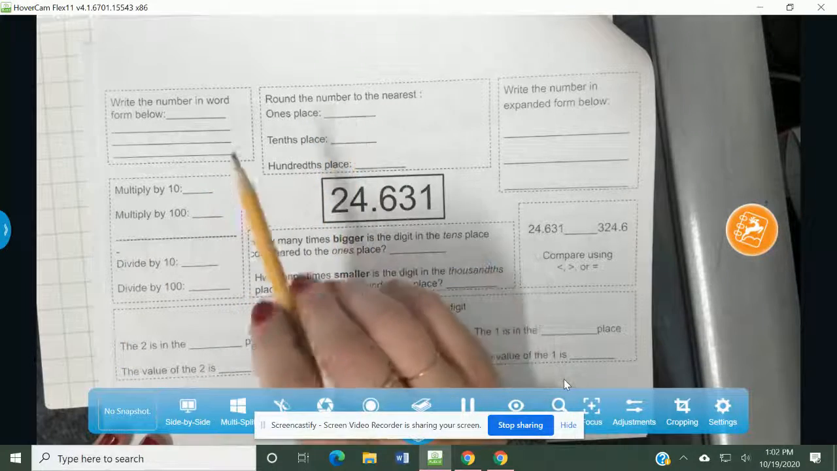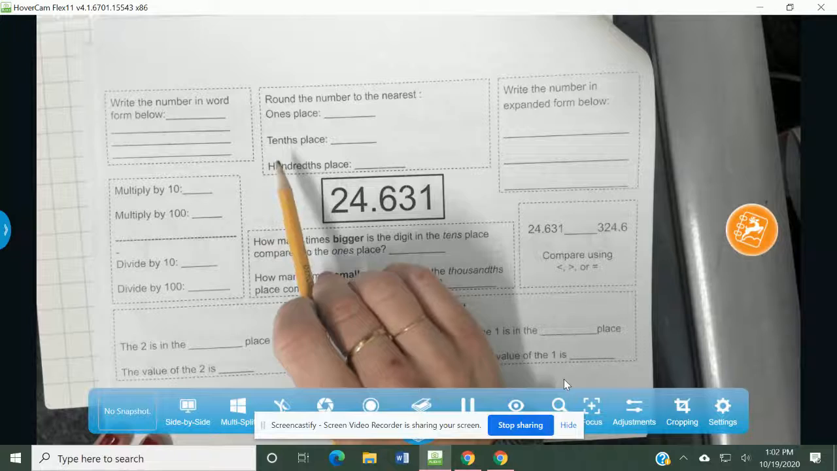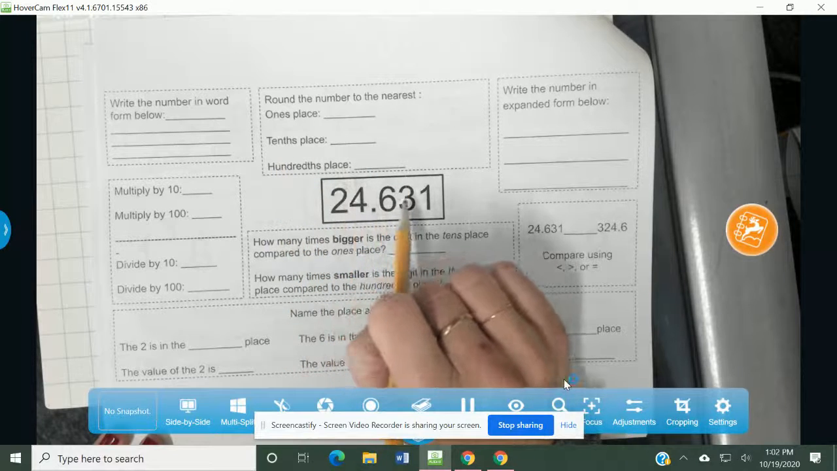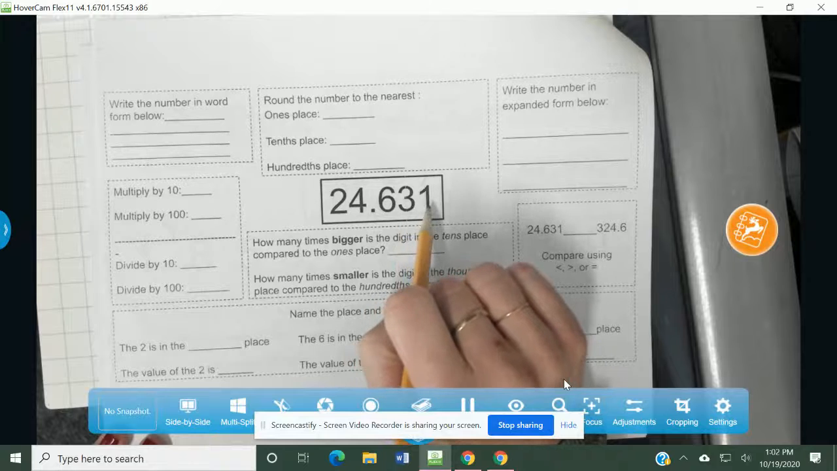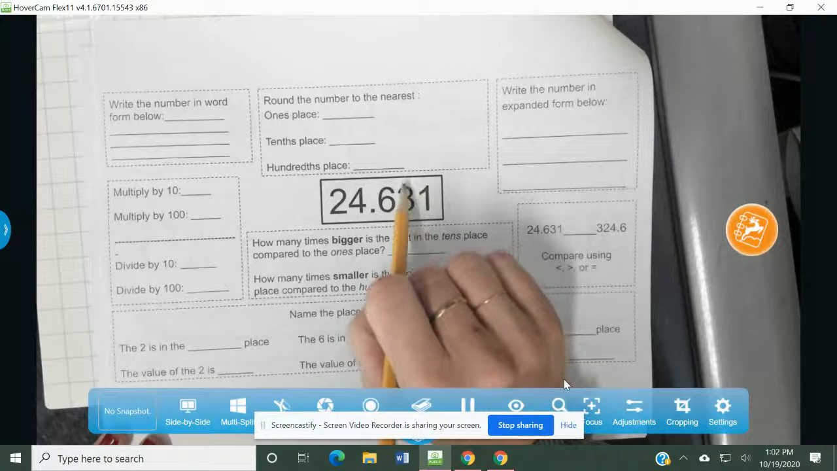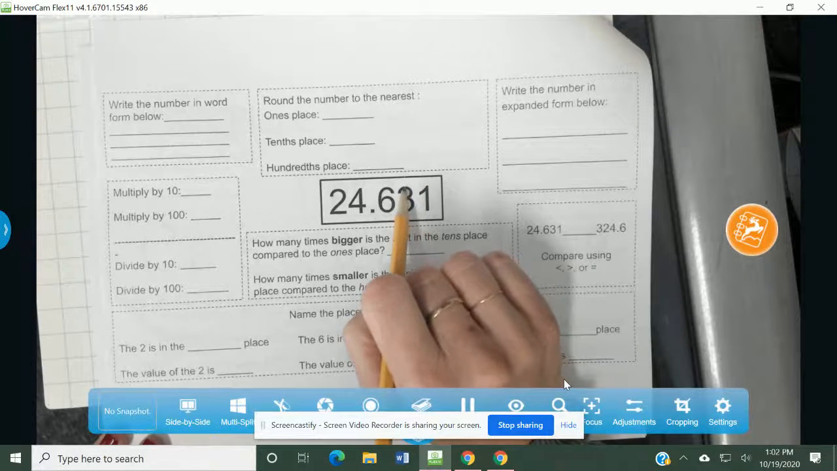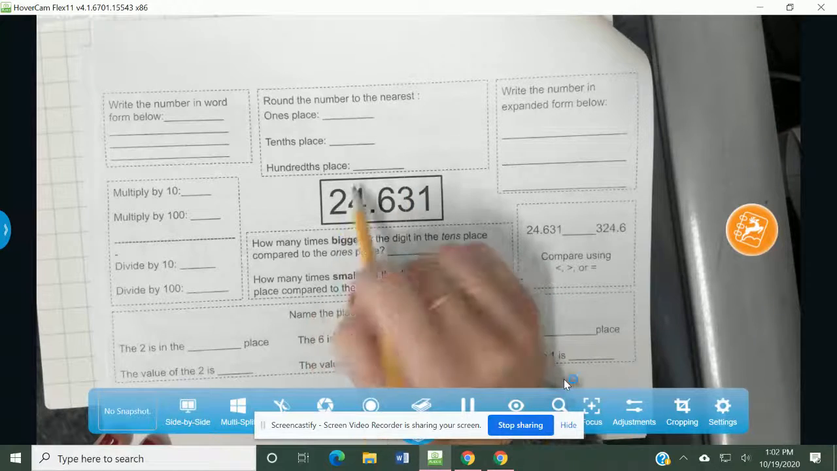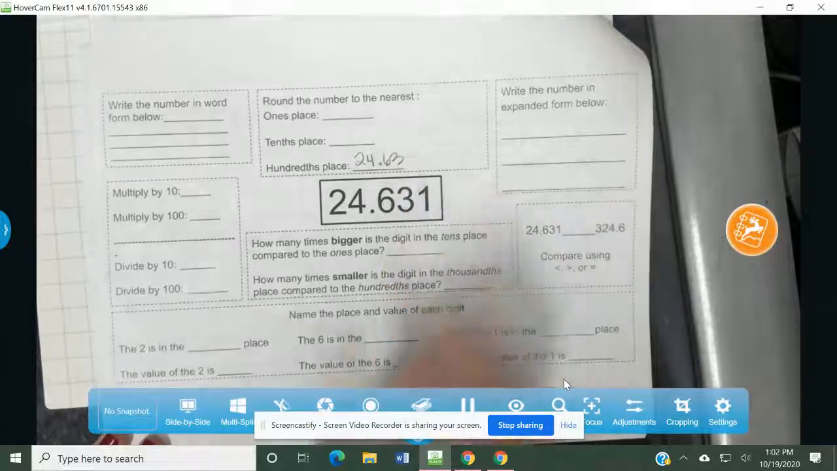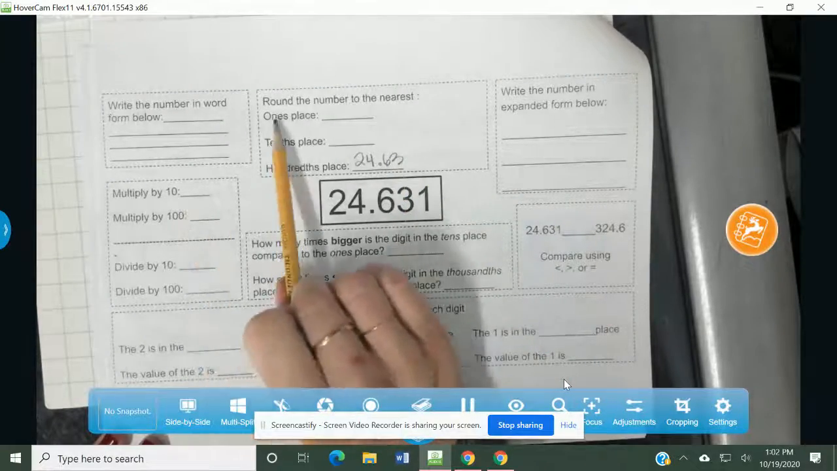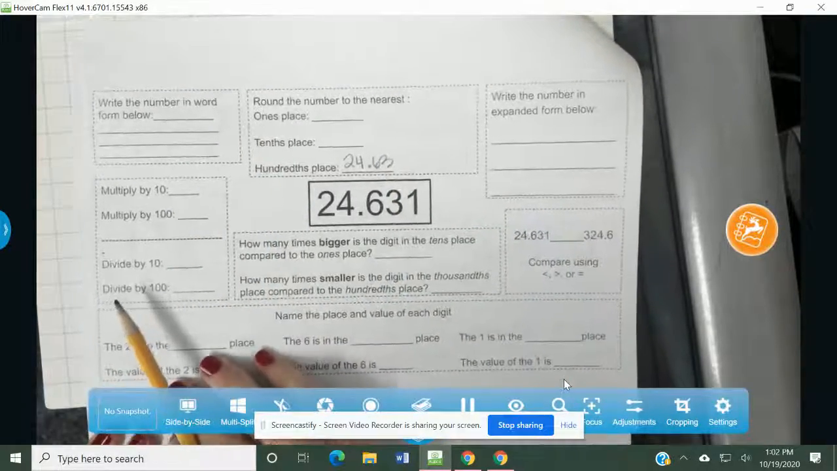Rounding. I'll do one of the rounding for you. How about I do the hundredths place? In the hundredths place, I have a 3. I always look to the right. To the right of it is a 1. That's 4 or less, so I let it rest. So that means the 3 stays the same. And everything to the left also stays. So it'll be 24 and 63. I want you to round the tenths and ones place on your own.